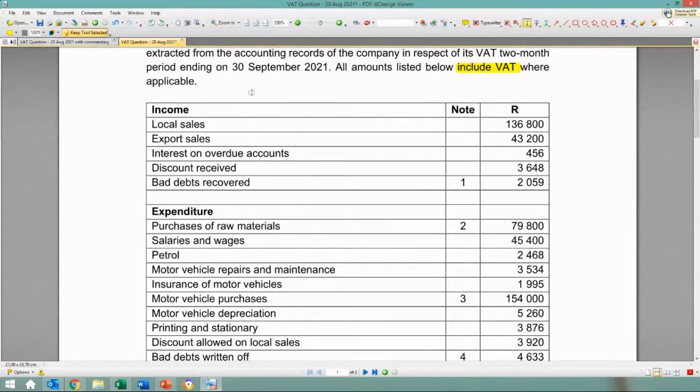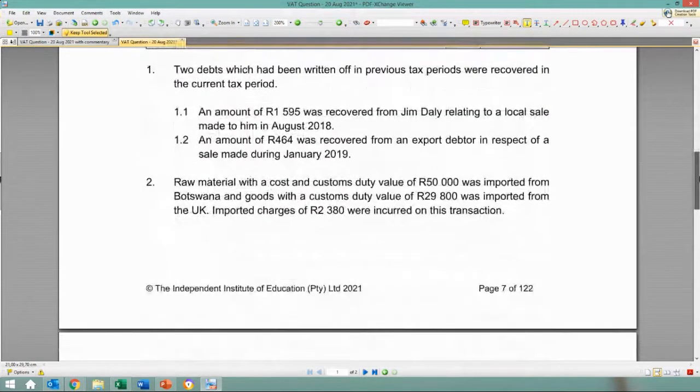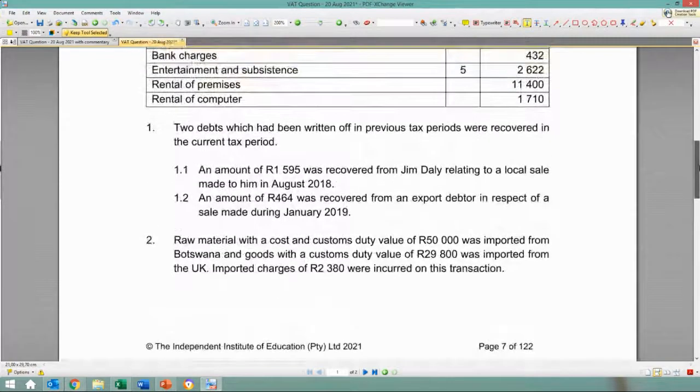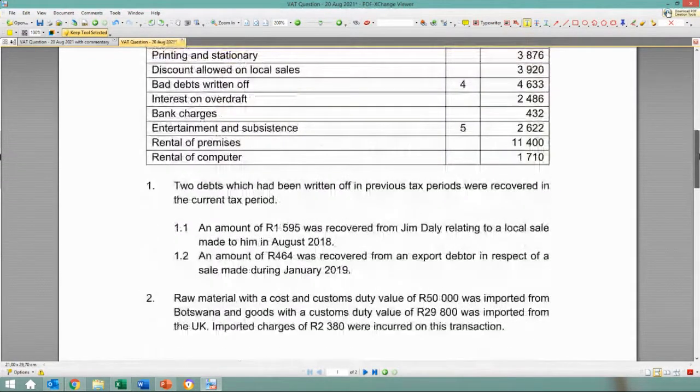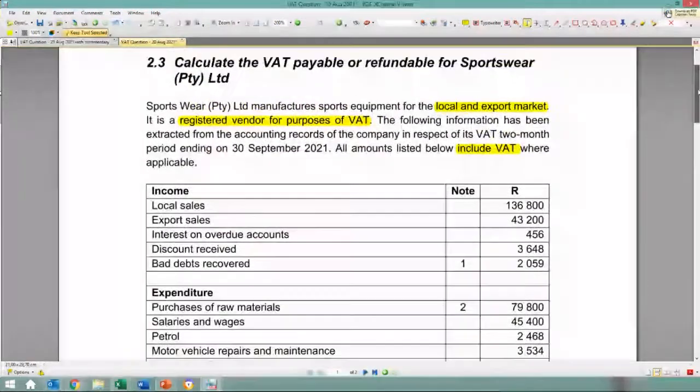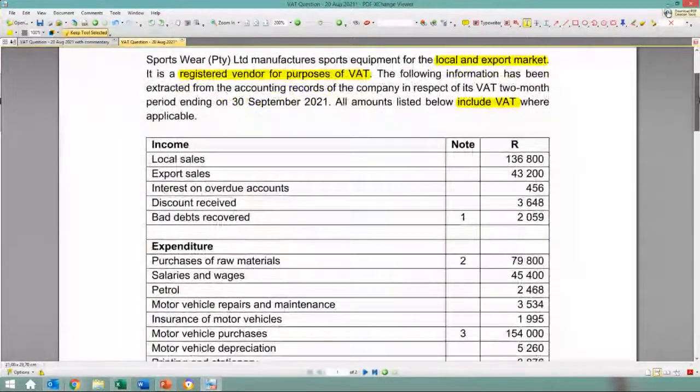So what we said is input or income. Which page on the workbook? Let's quickly see. It is on page 7. Estienne, did you find it? Okay, so if you want to use your workbook, it's on page 7.